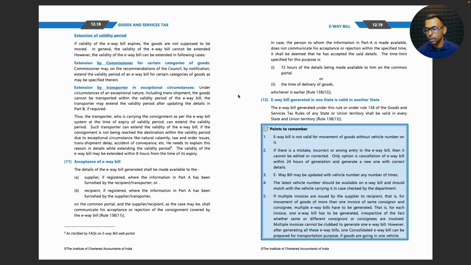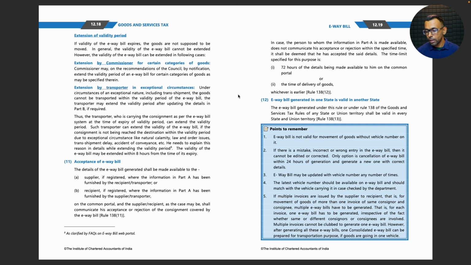Rule 138, Sub-Rule 13. Points to remember. E-way bill is not valid for movement of goods without vehicle number on it. If there is a mistake, incorrect or wrong entry in the e-way bill, then it cannot be edited or corrected. The only option is cancellation of the e-way bill within 24 hours of generation and generating a new one with correct details. E-way bill may be updated with vehicle number any number of times.